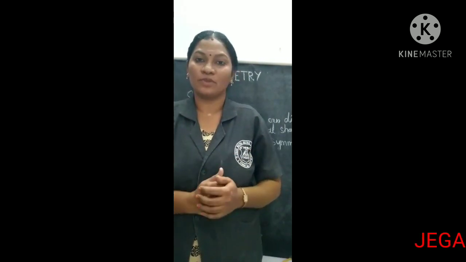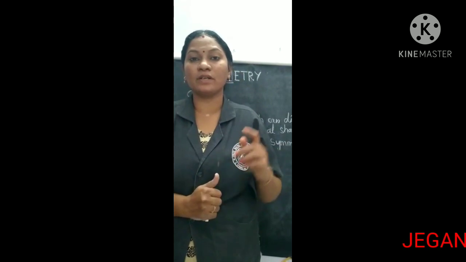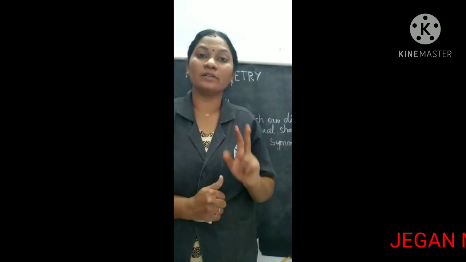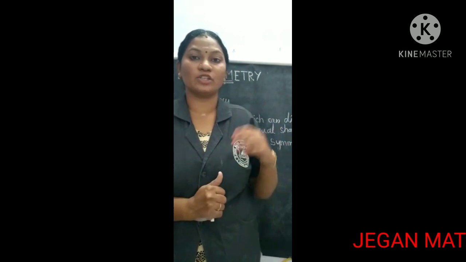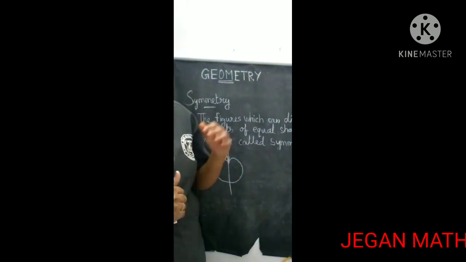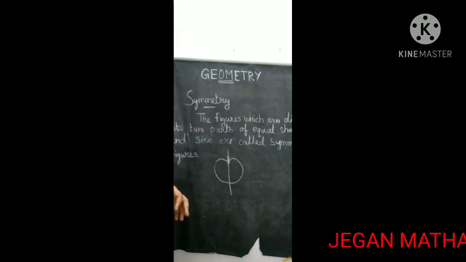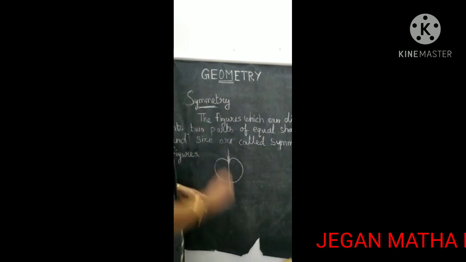This is class 4 mathematics. Today we are going to revise the chapter geometry, term 2, unit 1. First in geometry, the first thing is symmetry.